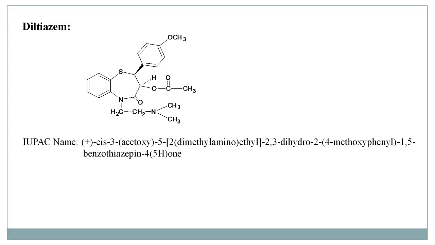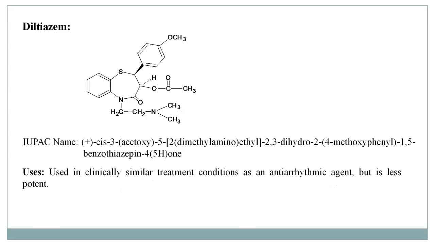And the last one is diltiazem, whose chemical class is benzothiazepines. Here is the structure of diltiazem with its IUPAC nomenclature. Diltiazem is used in clinically similar treatment conditions as an antiarrhythmic agent, but is less potent.